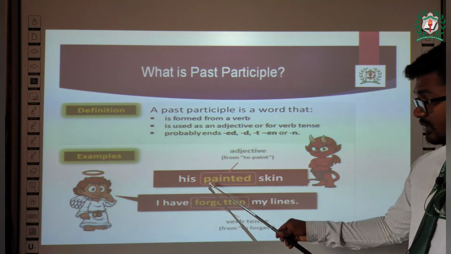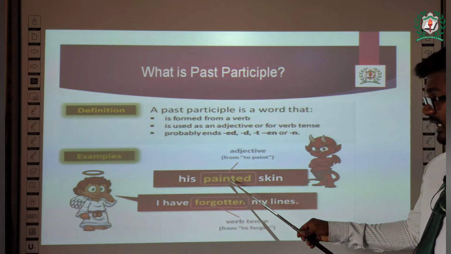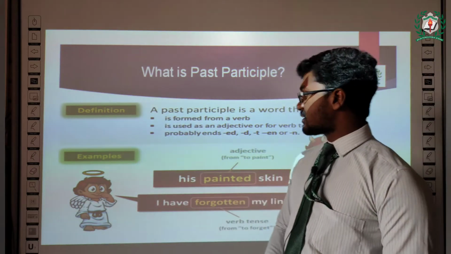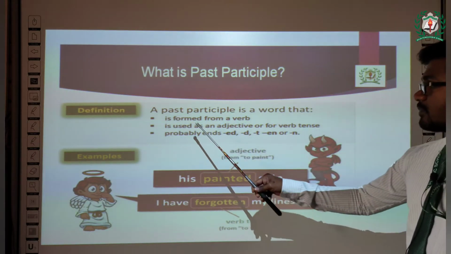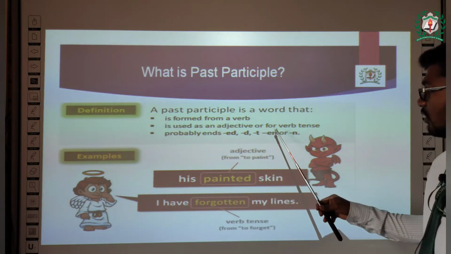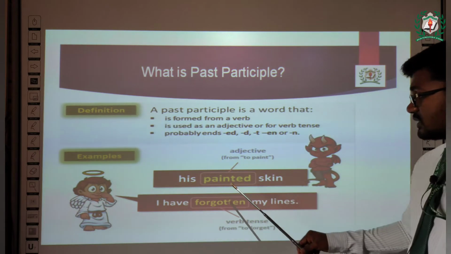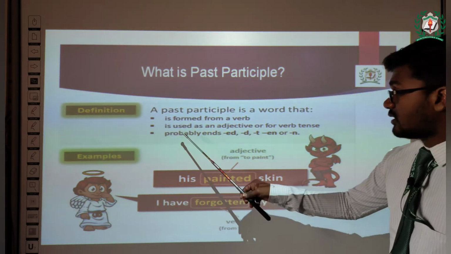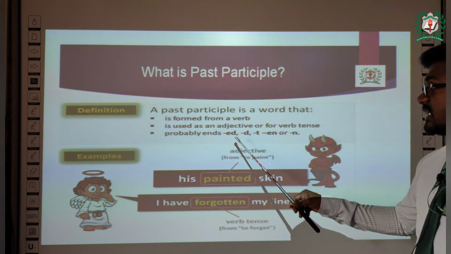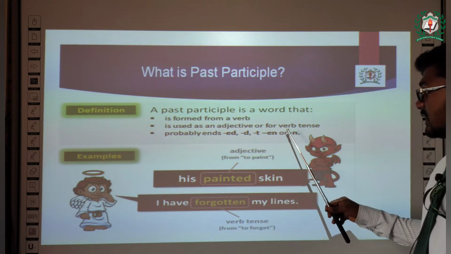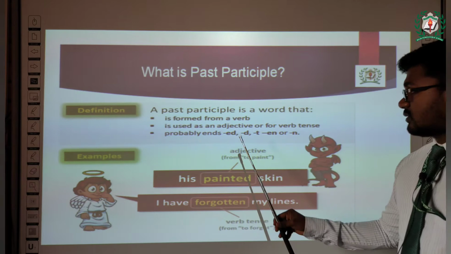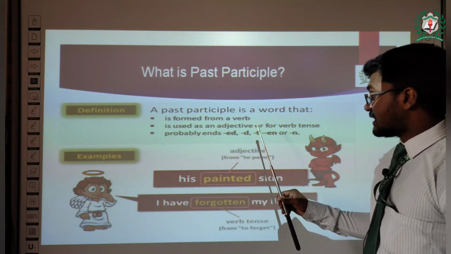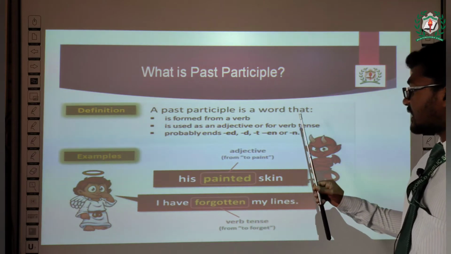How is it formed? See, P-A-I-N-T. Paint is a verb, an action, right? Formed from a verb, it is used as an adjective or in the verb sentence. Here it is used as an adjective. See here, it probably ends in -ed, -d, -t, -en or -n. Very carefully, please note it: -ed, -d, -t, -en, -n.